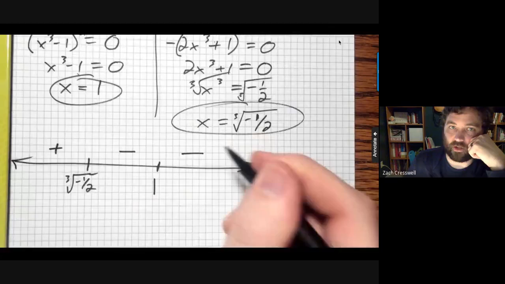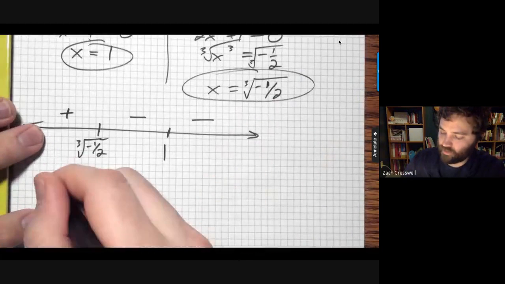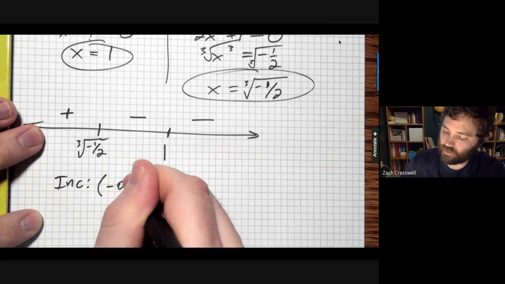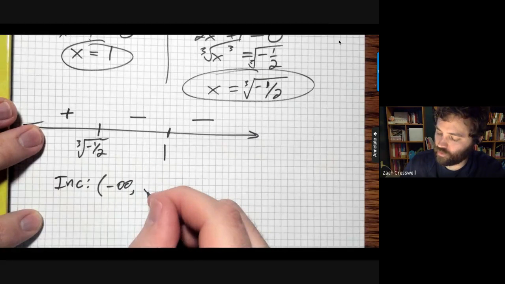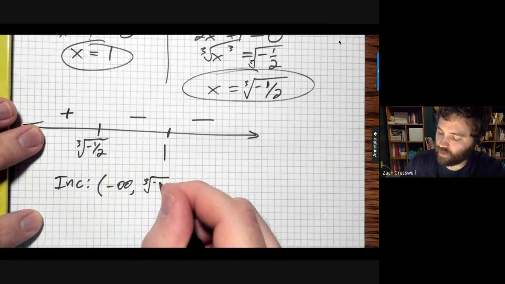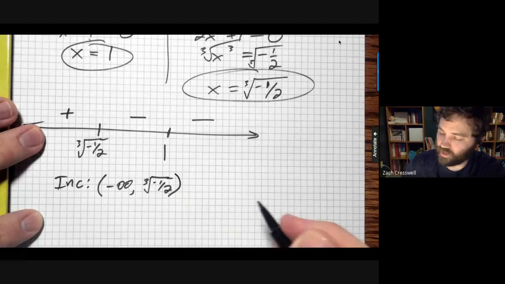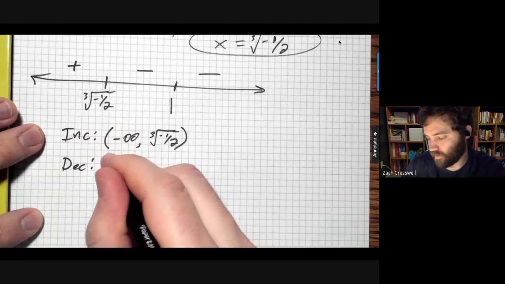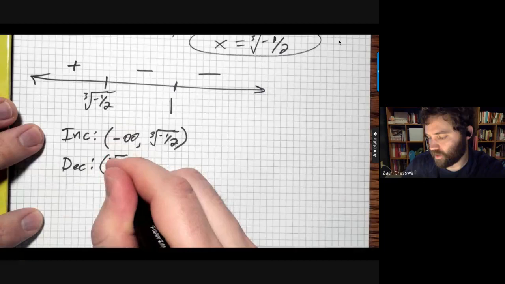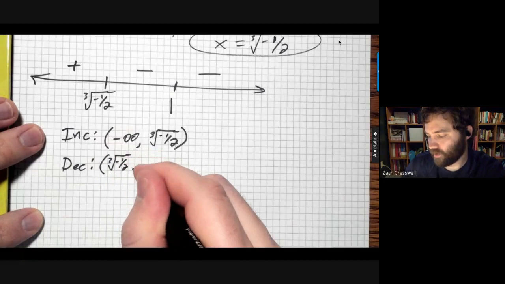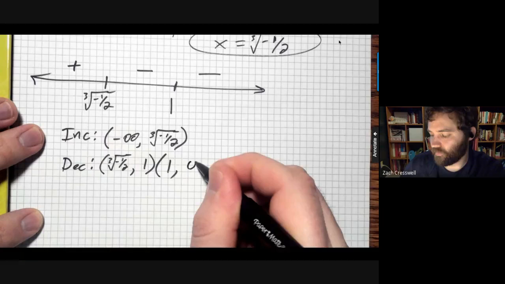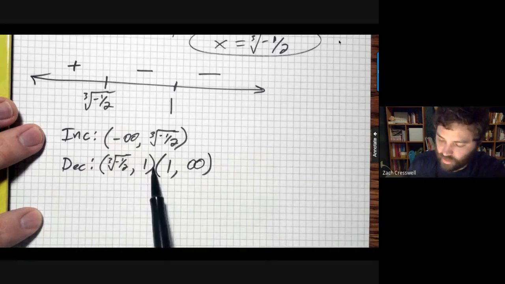So negative right here. So we know that we have our intervals of increasing are from negative infinity to the cube root of negative 1/2. That's it. And then our intervals of decreasing are from cube root of negative 1/2 through 1, and then also from 1 to infinity. You do have to break them up like this.